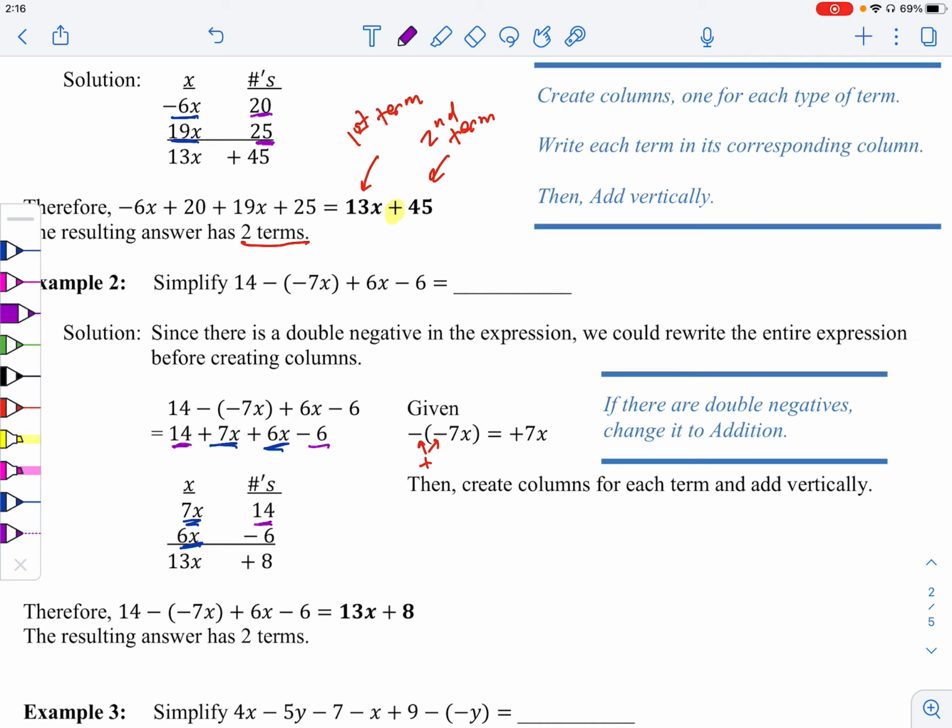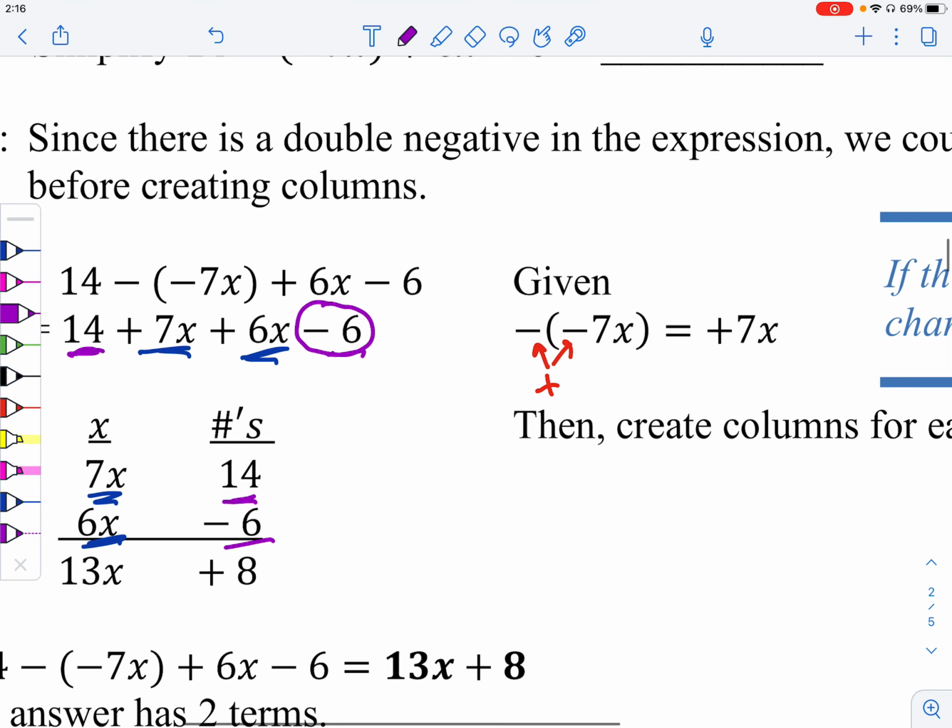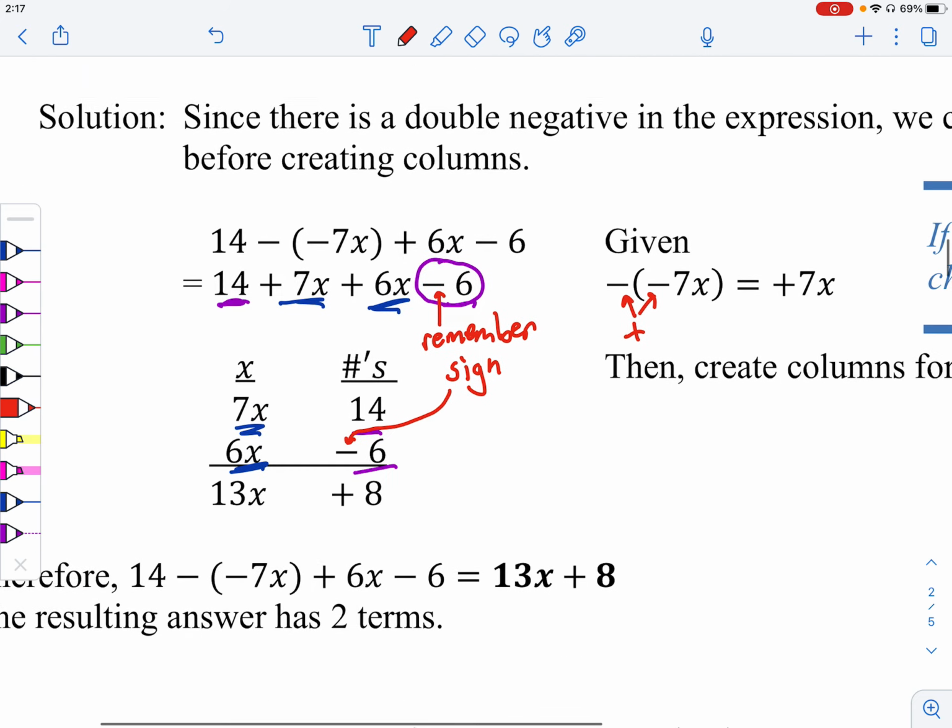Remember, always the sign, right? There's a sign. Remember the negative here. Remember the sign, right? Whatever it is, if it's a positive, just leave it positive. If it's negative, bring down the negative with it, right? So remember the sign right there. So if it's -6, you should put a -6 in your column.